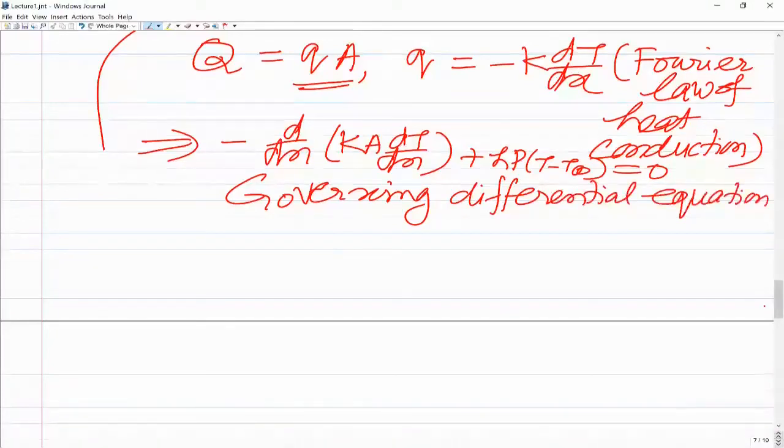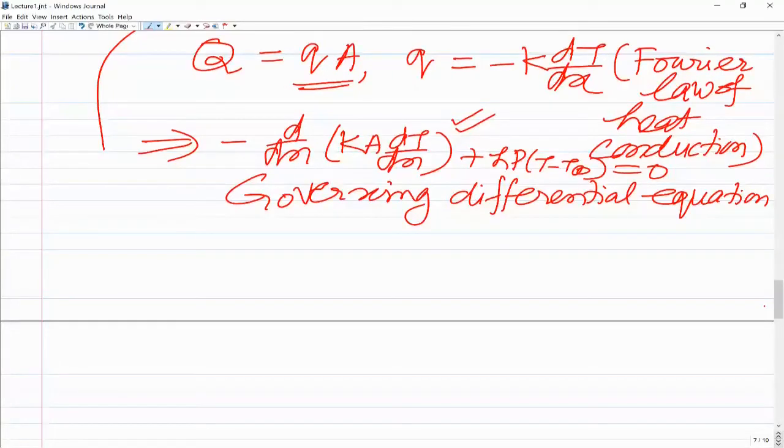So again, you would see that the product of thermal conductivity and A may be constant along the length, so then that can be taken outside. Even otherwise, the highest derivative of T is going to be the second derivative. So this differential equation is going to be a second order differential equation, and it is an ordinary differential equation.